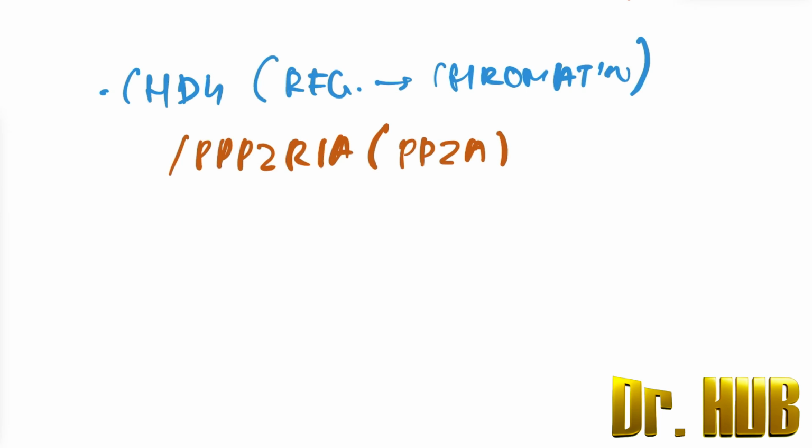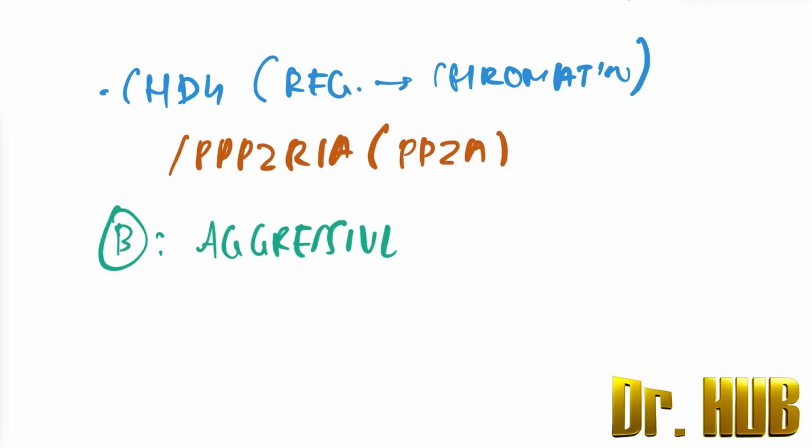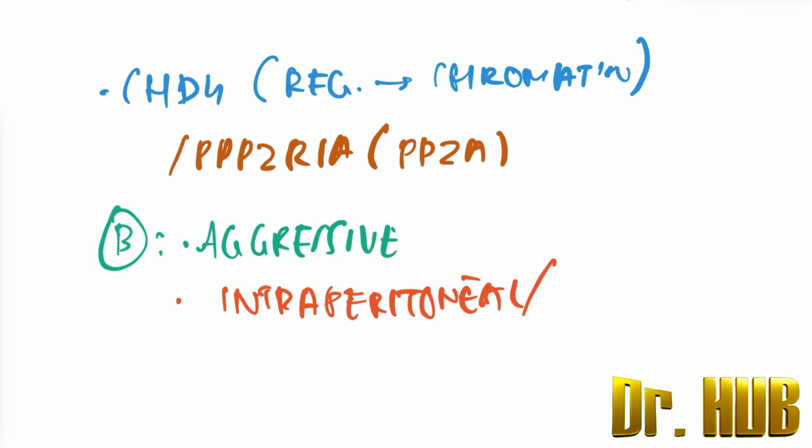Next we look at the behavior. Under behavior in type 2, it is aggressive. It is intraperitoneal, and as well there is a lymphatic spread.